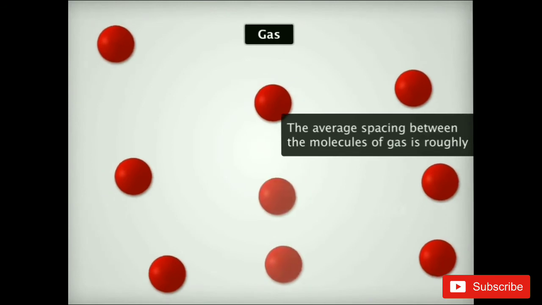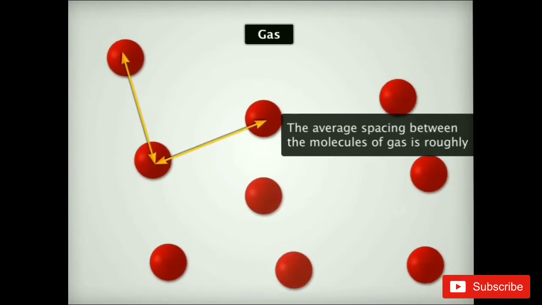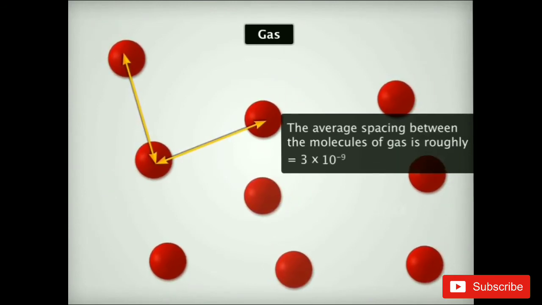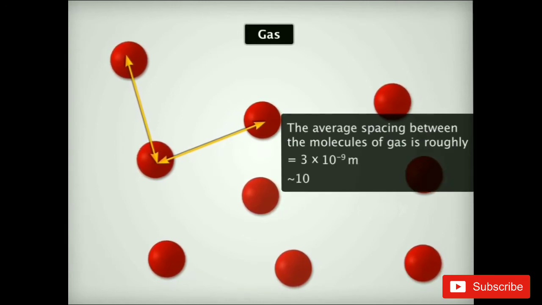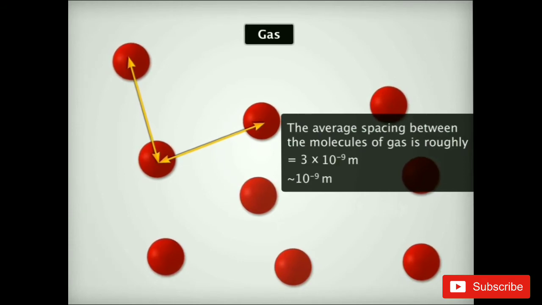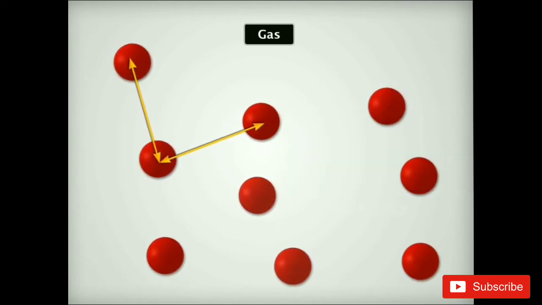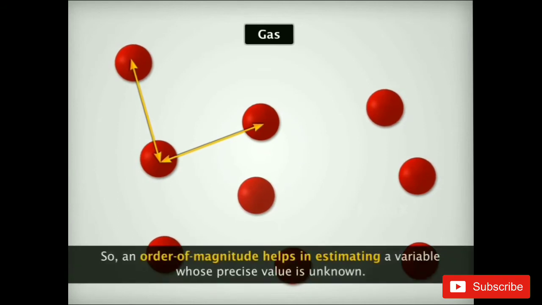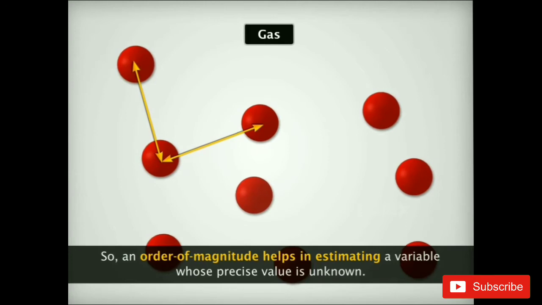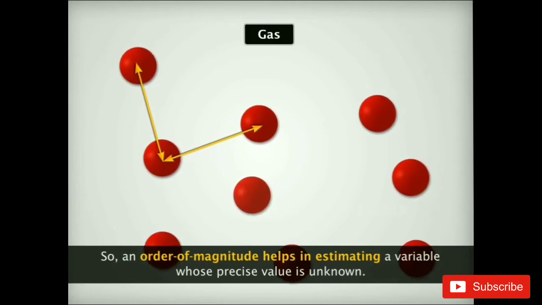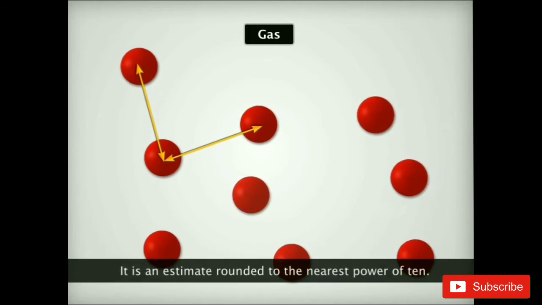The average spacing between the molecules of gas is roughly 3 into 10 to the power minus 9 meters or in the order of about 10 to the power minus 9 meters. So from the above examples, it is clear that an order of magnitude helps in estimating a variable whose precise value is unknown. It is an estimate rounded to the nearest power of 10.